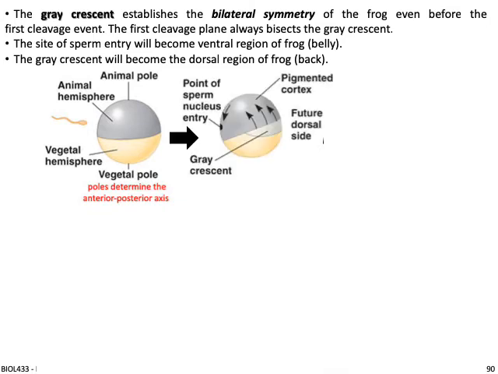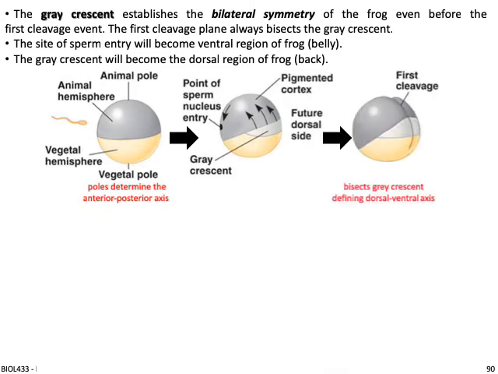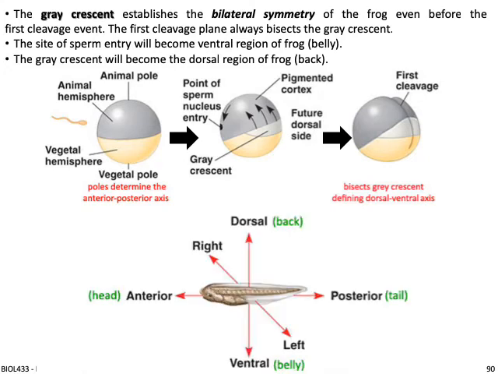You can see it's another illustration of how after the entry of the sperm there is a rotation of the cortical region of the cytoplasm to reveal the gray crescent. Once the gray crescent is formed, the first cleavage starts, and it must bisect the gray crescent, defining the dorsal and ventral axis. That's why the gray crescent establishes the bilateral symmetry of the frog. And hence the larva is defined from the first cleavage to have the axis that we have said before.